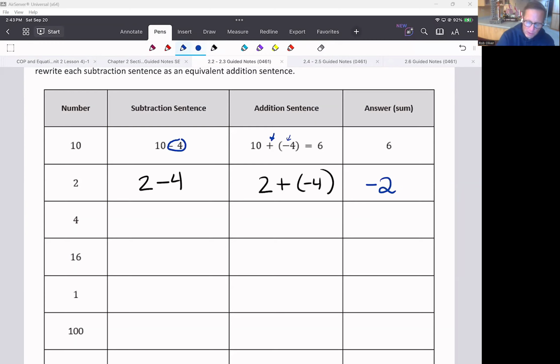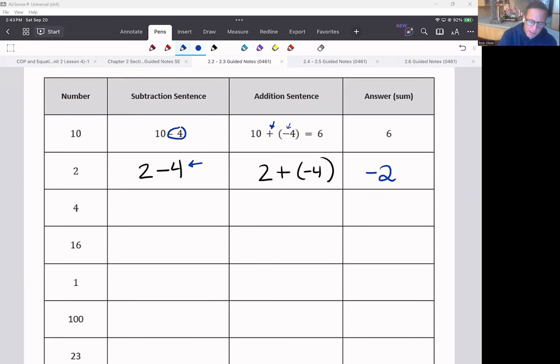Negative 2. Someone, especially if negatives are something that confuse you, might look at 2 minus 4 and confuse that with being just 2. Like, oh, it's just the same thing as 4 minus 2, and it's not. It's not the same thing as 4 minus 2. 2 minus 4 is a far different problem. You got to think of that as 2 plus negative 4. Okay, that's a much easier way to imagine it.